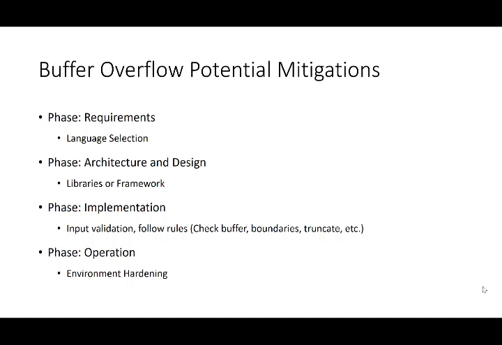The third one is the implementation phase. Consider following rules when allocating and managing the application's memory. First, double check that your buffer is as large as you specified. Second, when using functions that accept a number of bytes to copy, be aware of the case where the destination buffer size is equal to the source buffer size. Third, check buffer boundaries if accessing the buffer in a loop. And lastly, if necessary, truncate all input strings to a reasonable length before passing them to the function.